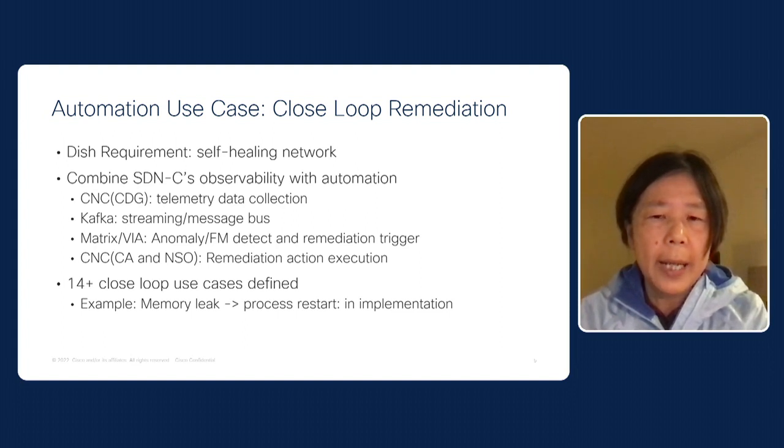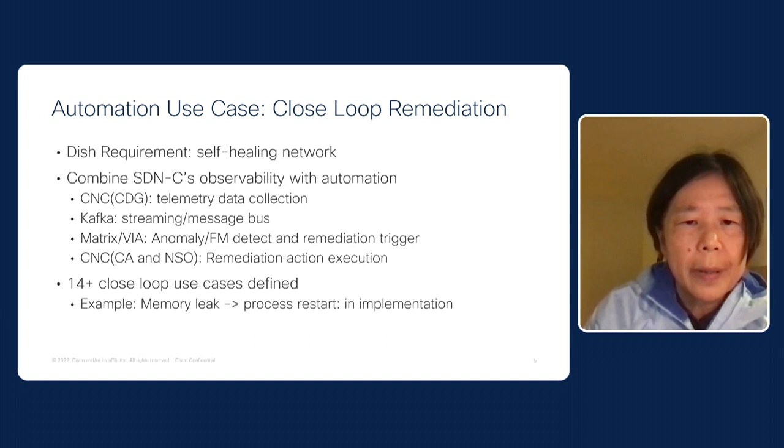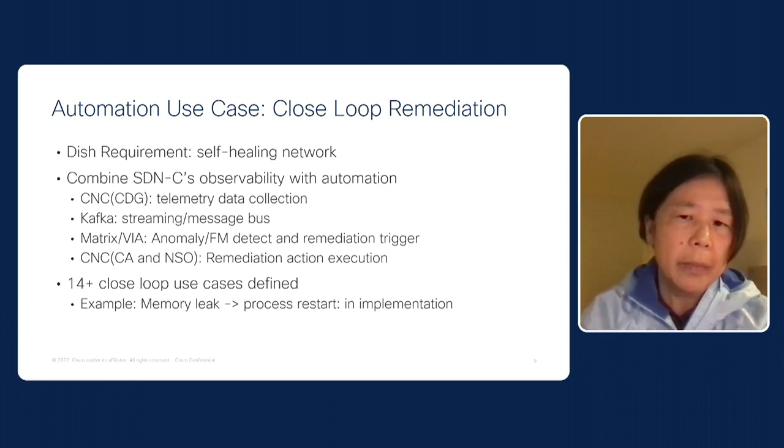One more group of use cases I wanted to touch upon is closed loop remediation. Our requirement from Dish is that we have to have a self-healing network. We nowadays cannot afford for anything that happens in the network to need human intervention. So this is what we do, and this closed loop combines SDNC's observability with automation.